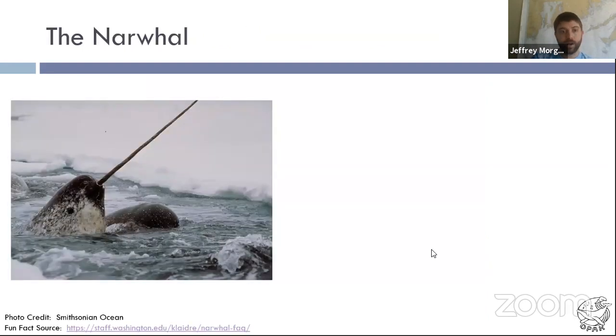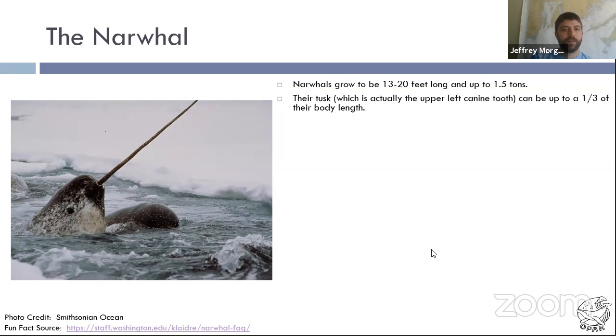Next, we have the narwhal, which are much smaller than the whales that we've talked about so far. They're only about 13 to 20 feet long, and they're only about a ton and a half, so they're about the size of our Corolla in weight. They are well known because of their tusk, which is actually an elongated canine tooth, which can be about a third of their body length.